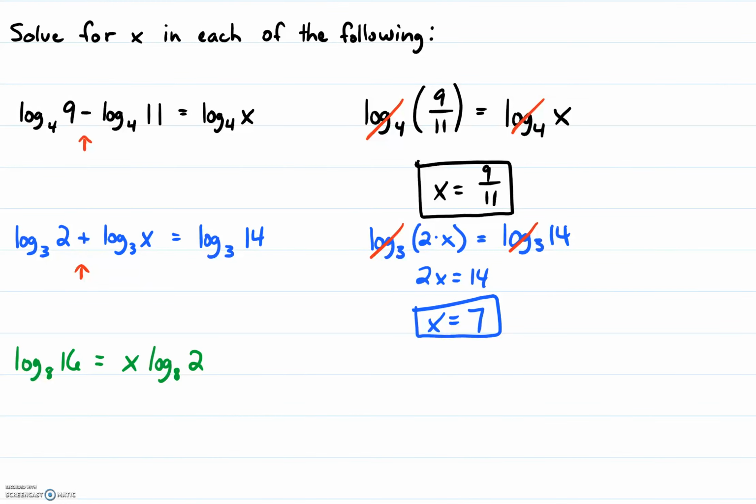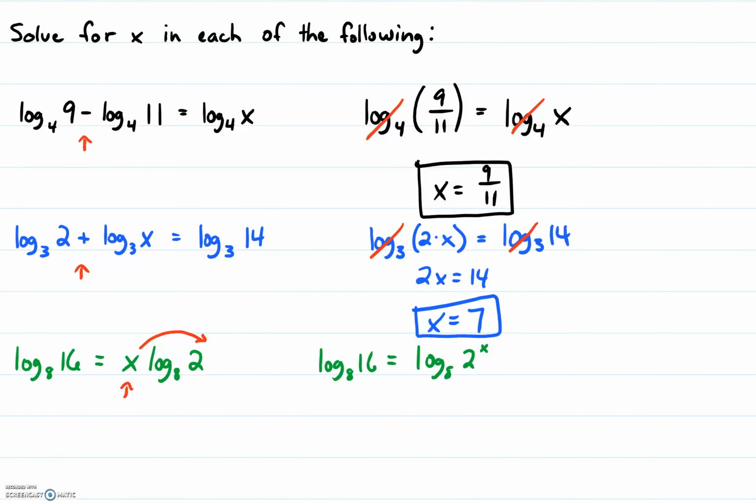So what we have to do is find some way of dealing with this x before we can just cross off the logs. And the way we're going to do that is use the power property. And so this time nothing changes on the left-hand side. We have log base 8 16, but that's going to be equal to log base 8 of 2 to the x power. Because whenever you have a coefficient out in front of a log, you can bring it to be the power of what is inside of the log.